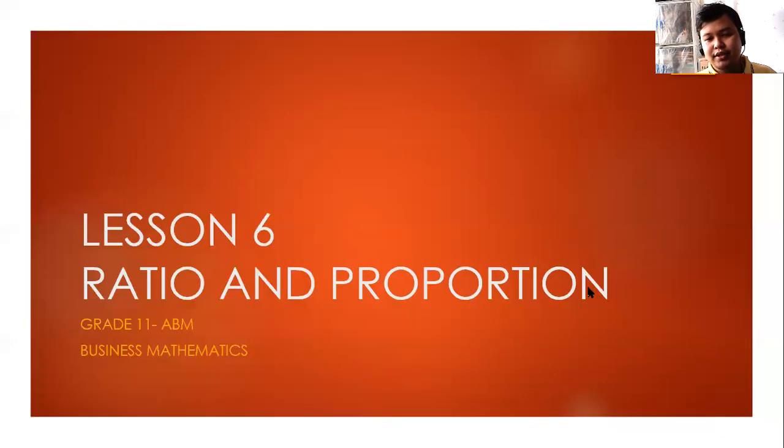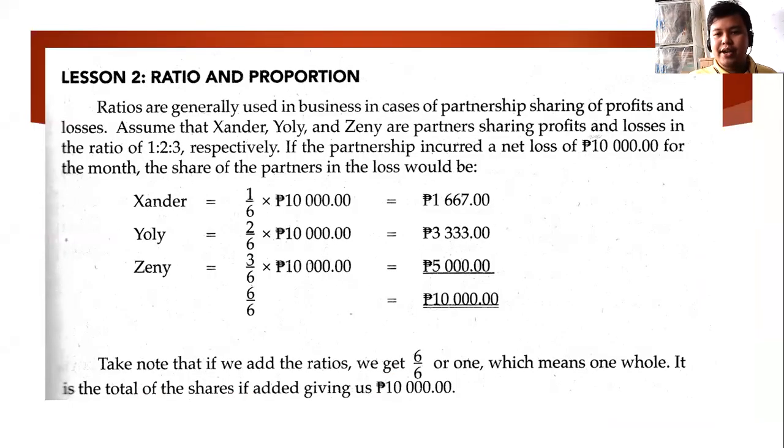So according to this, ang ratio and proportion are generally used in business and cases of partnership. Usually, ratio and proportion naman ginagamit when it comes sa paghahati-hati, whether that is a net surplus, a net loss, or a gross. Meron ditong scenario. Assume si Sander, si Yoli, and Senny, sila are partners sa sharing income, profit, and losses. So there, meron silang pag-aatian, 1, 2, and 3.